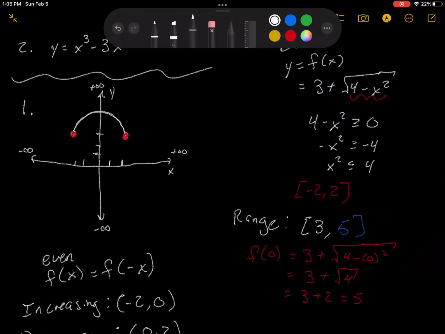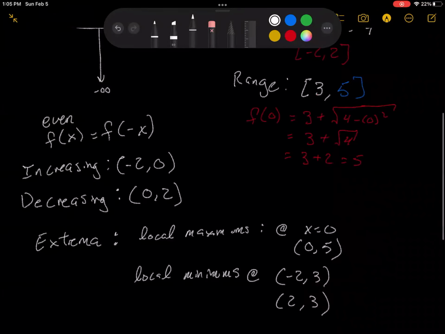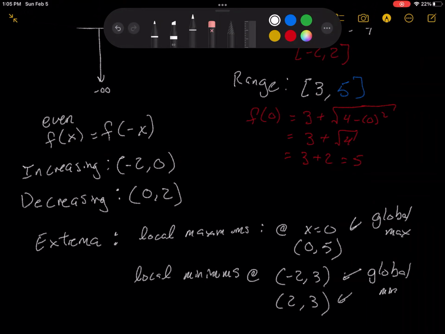All right, and both of these are going to be global. So this is also a global max because not only is it bigger than everything else around it, it is the biggest point. There's no x value that gets mapped to a point bigger than 5. Both of these are global minimums, which I guess if you define global minimum as it has to be unique, then you could say that the global minimum does not exist here because it can't exist at -2 and at +2. But at -2 and at +2, your function returns the smallest y value that it can, which is 3.